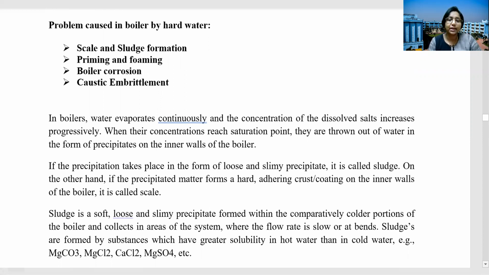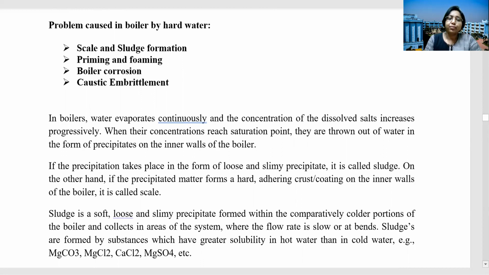It is basically due to the precipitation of different salts, like magnesium carbonate, magnesium chloride, calcium chloride, magnesium sulfate, etc. And when they react with the water, we get different salts. If the precipitation takes place in the form of loose and slimy precipitate, that is called sludge. So that is the initial level.